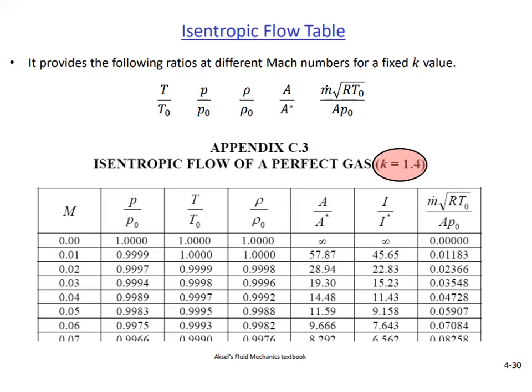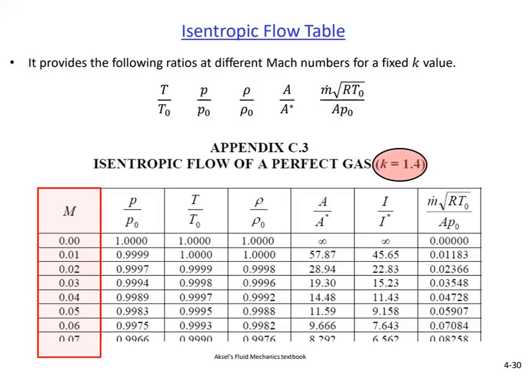Another alternative is to tabulate the data, such as the one shown here. This table is created for air with K being 1.4. Similar ones can be generated for other gases with different K values. The first column is the Mach number, shown with letter M. It starts from 0 and increases up to 3. Actually, this table is long, and here we see only the beginning of it.